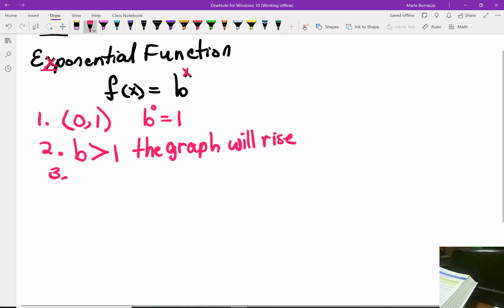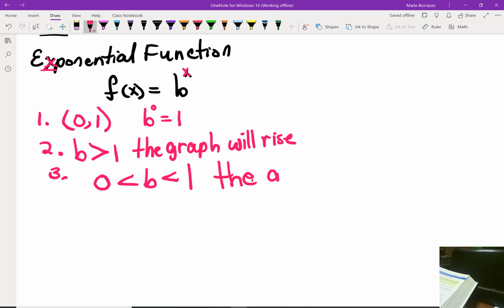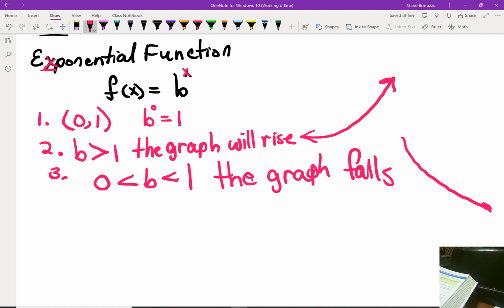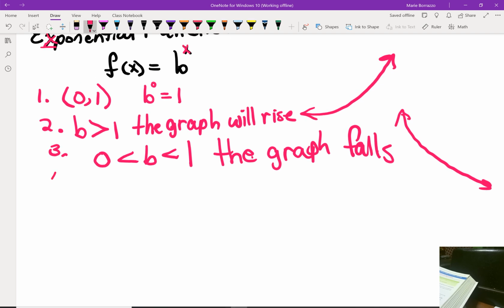Third point, if by chance the b value is a fraction, then the graph falls left to right. So in other words, on this graph it will rise this way. On this graph, the graph will tend to have this behavior. All right, and it still goes through (0, 1). Fourth characteristic of this is that the x-axis is the horizontal asymptote.